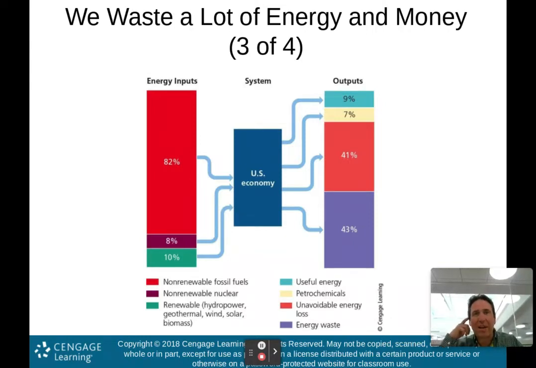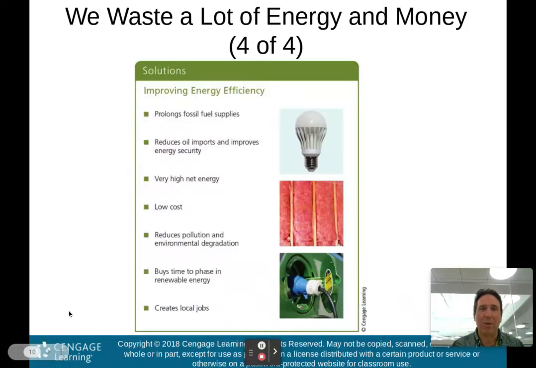Right? So again, think about how much money we're wasting and think about how many resources we're wasting. If you can reduce this 43 to increase this 9 and this 7, not only are you saving money, but you're also saving energy resources, right? So it's a win-win situation to try to figure out how to reduce that energy that is being wasted.